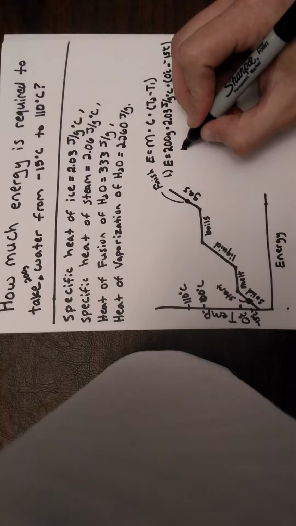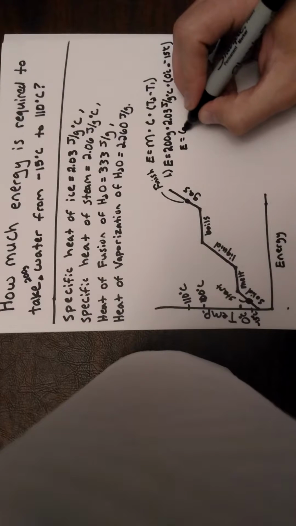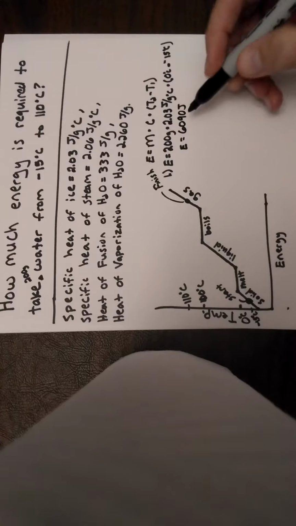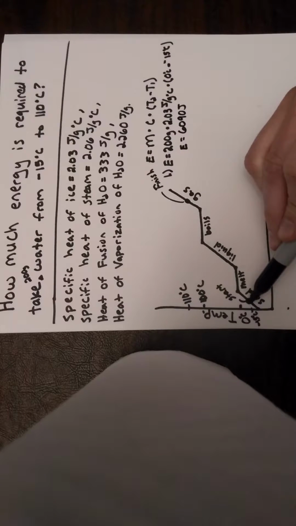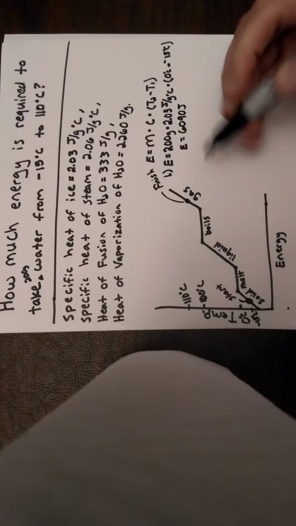So energy for our first equation, let's pull up my calculator, will come out to 200 times 2.03 times 15. I get 6,090 joules. That's the energy it took to get from negative 15 degrees Celsius solid to 0 degrees solid. But we're not to our finishing point, so we keep going.